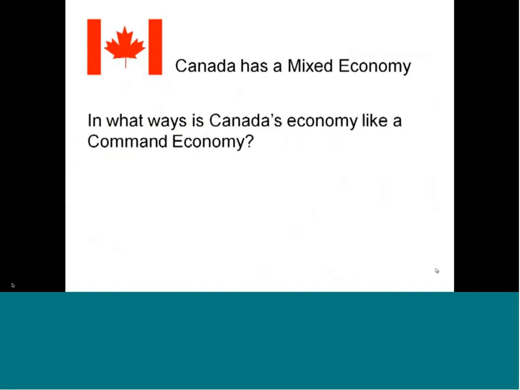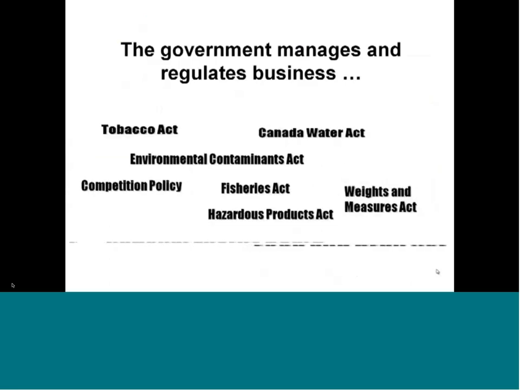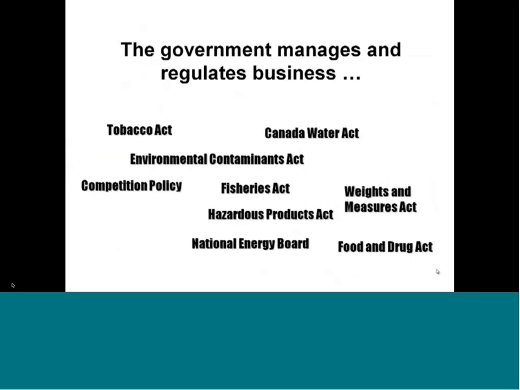In what ways is Canada's economy like a command economy? Well, government manages and regulates the businesses. The whole variety of rules and regulations and laws that various levels of government within Canada impose upon business keeps our water clean. It prevents people from going out and chopping down all the trees and ruining wildlife habitat, and ensures that products that we purchase are safe. So all these rules are imposed by government in order to look after the best interests of all of society.